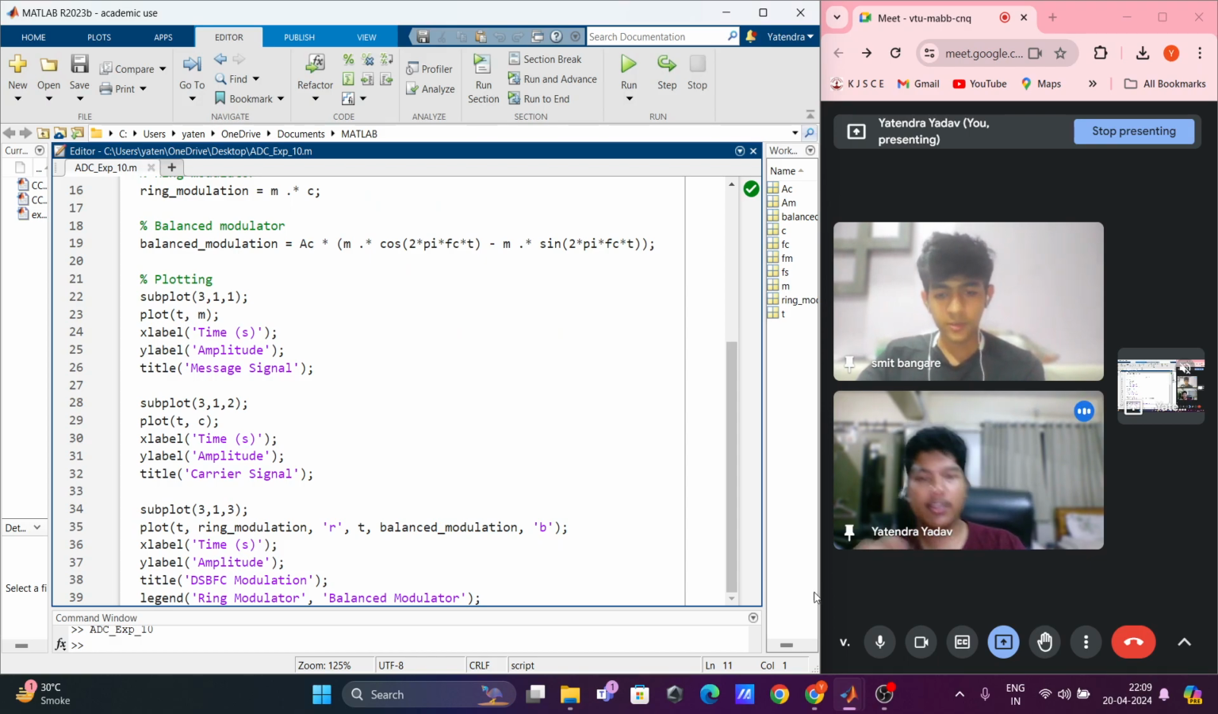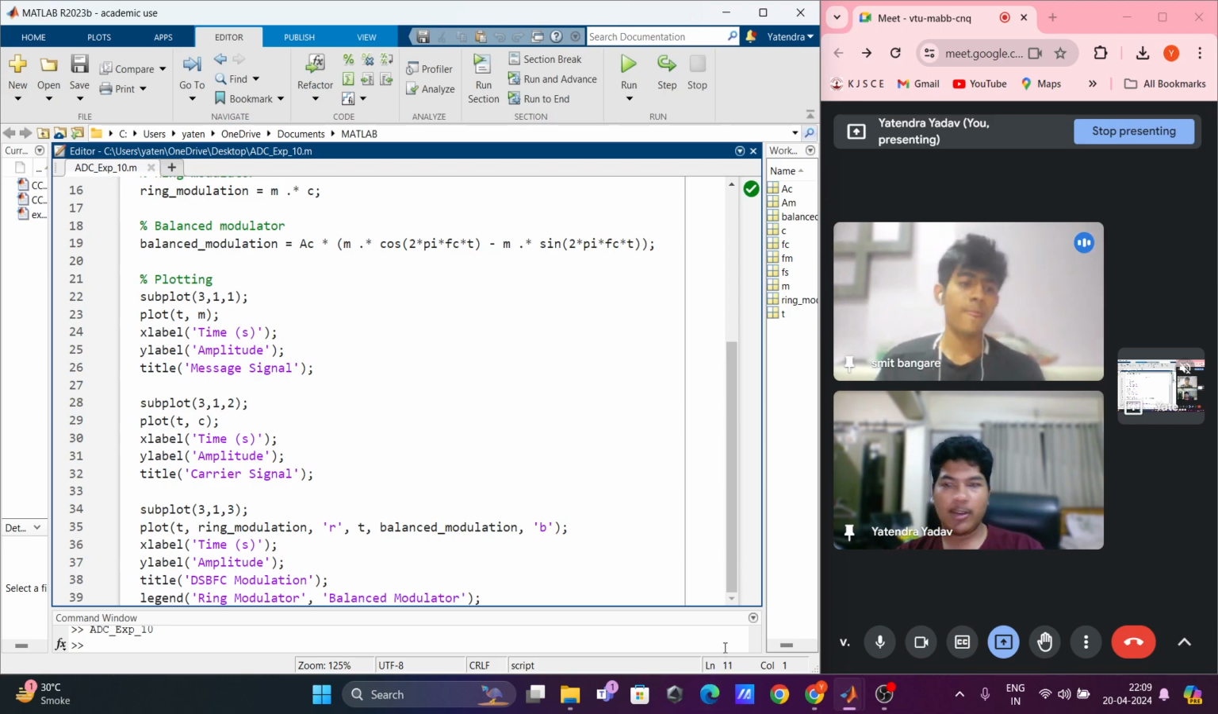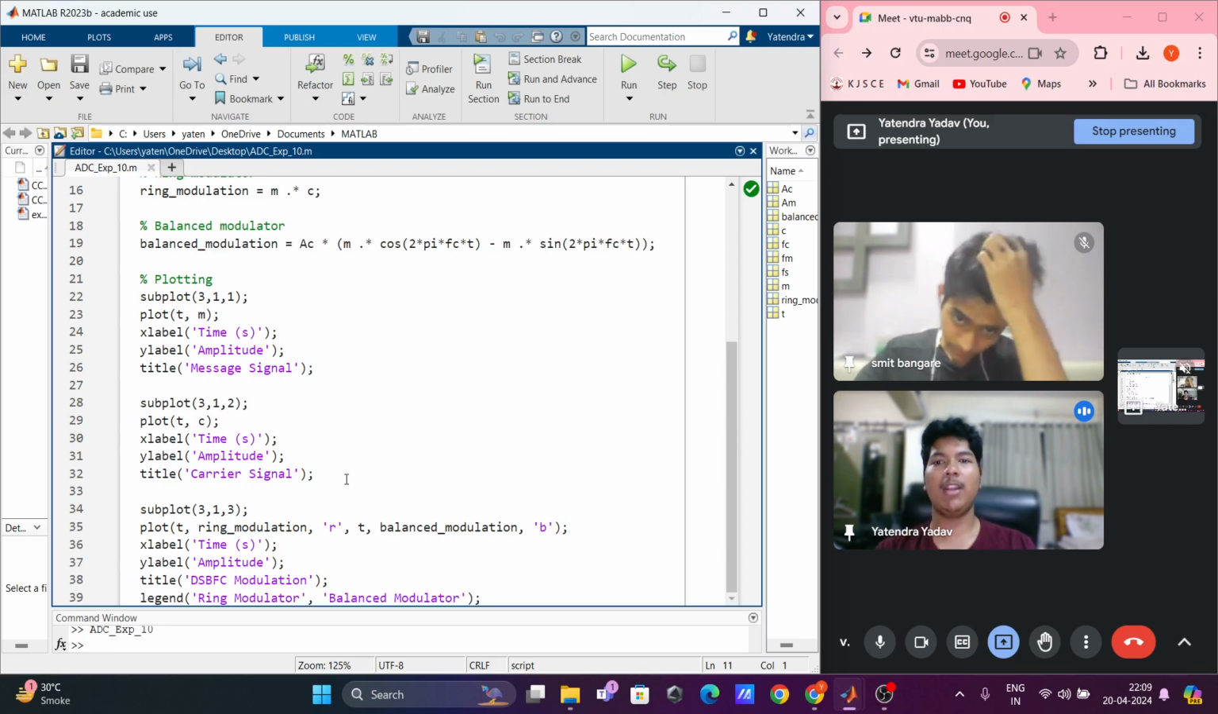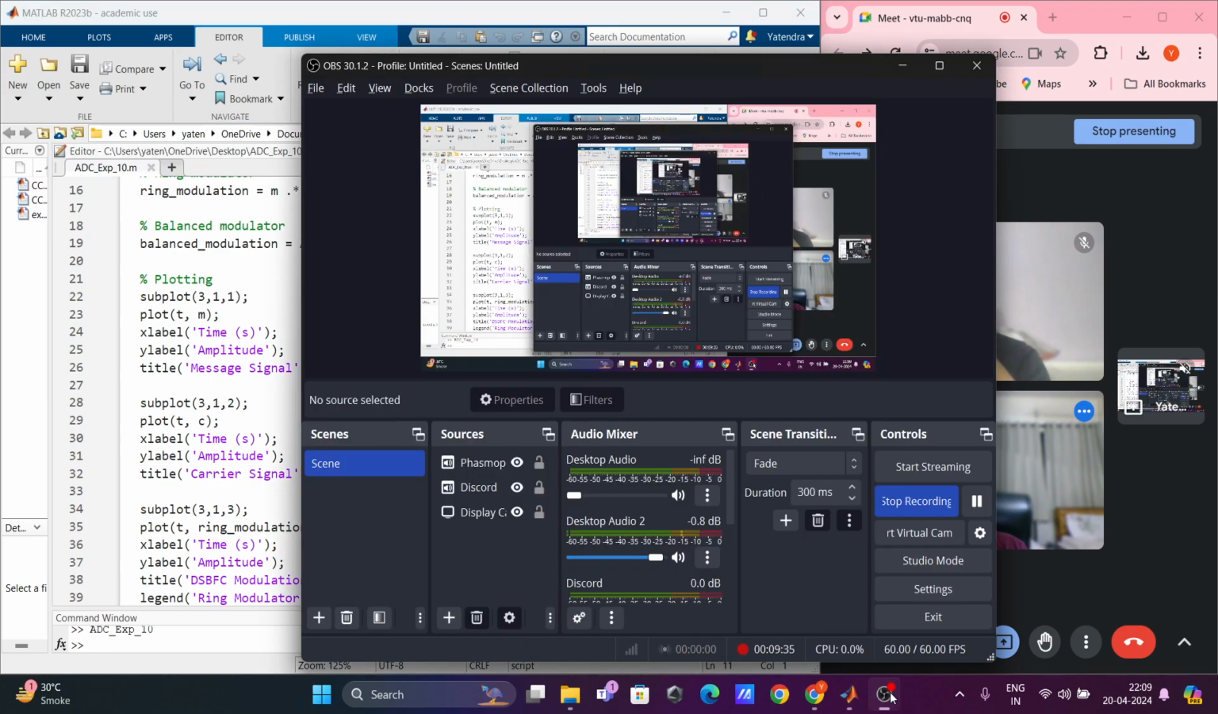Sure. This code essentially demonstrates how to perform DSBSC modulation using both a ring modulator and a balanced modulator in MATLAB. It's a way of combining a message signal with a carrier signal to transmit information effectively without any loss. So this is our ADC IA-2. Concluding here.